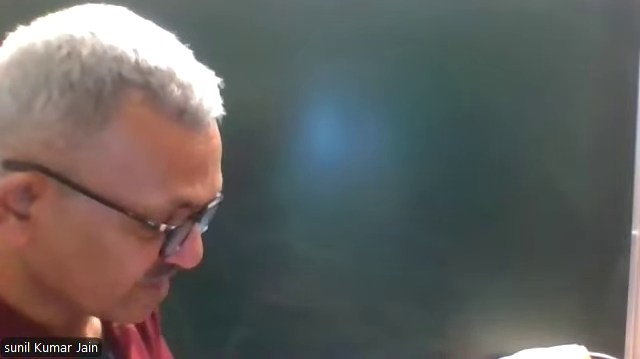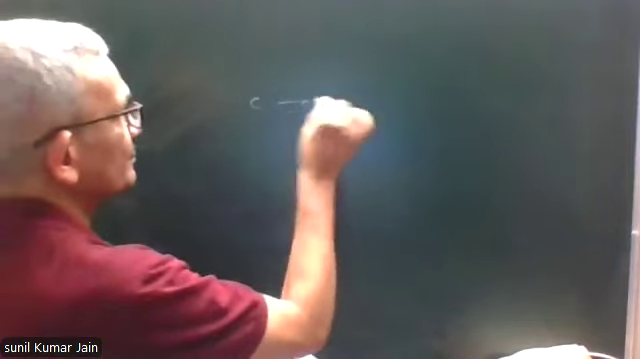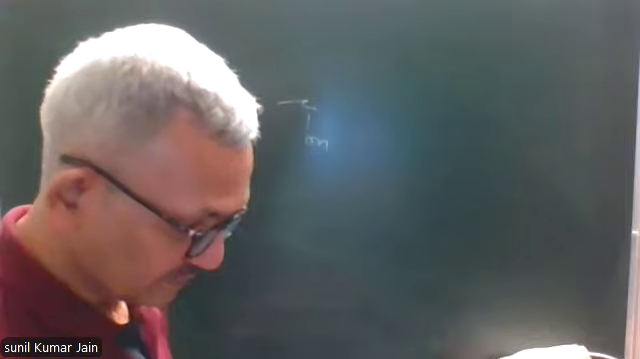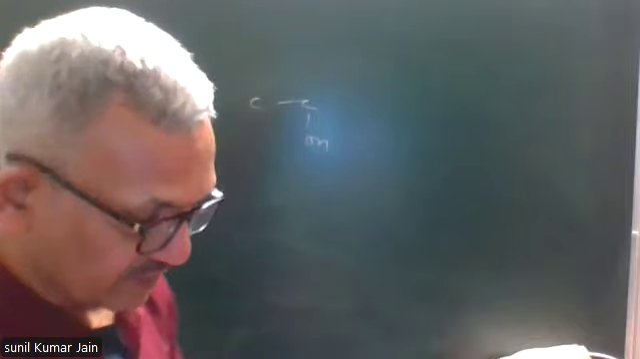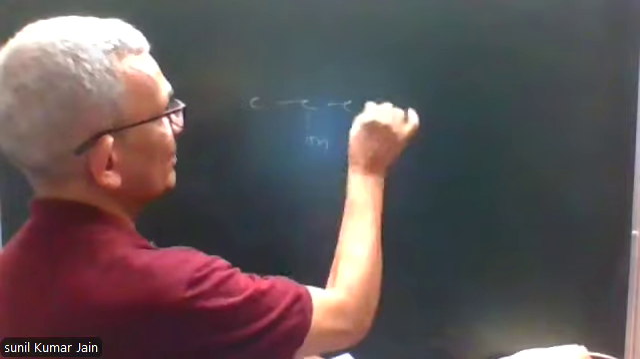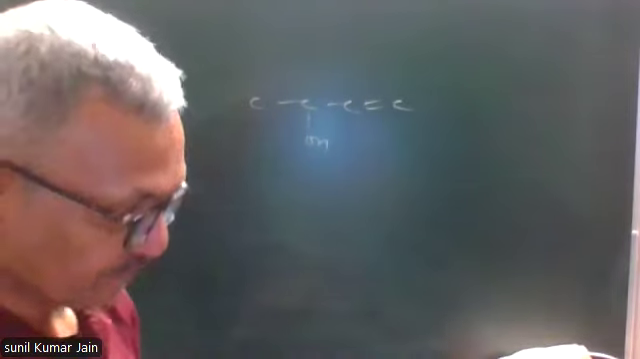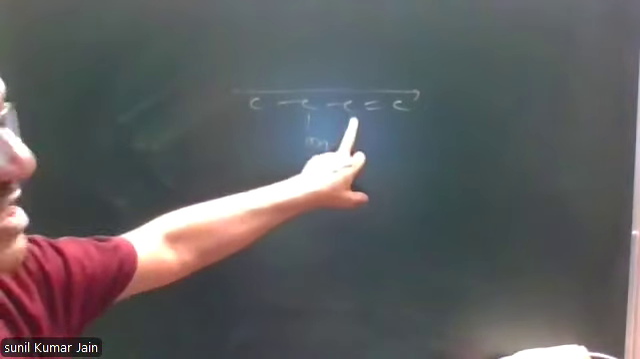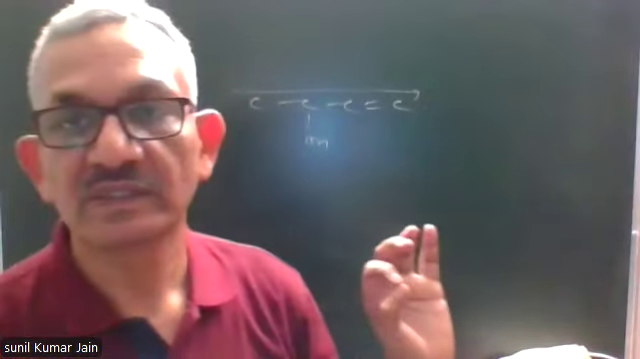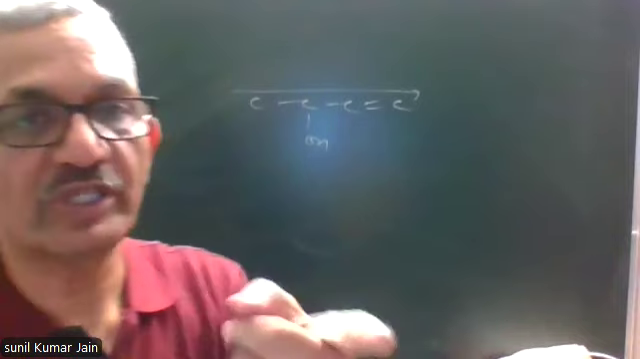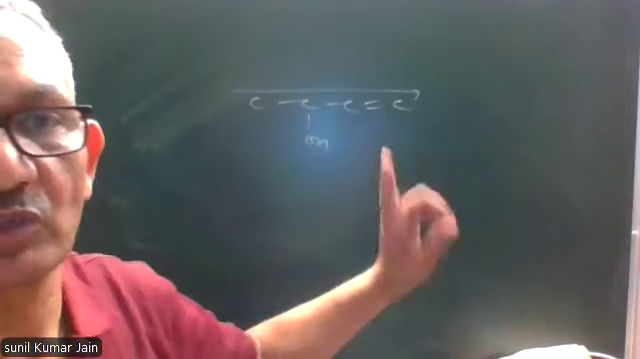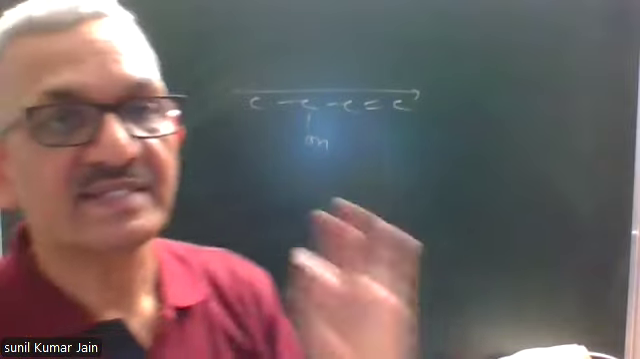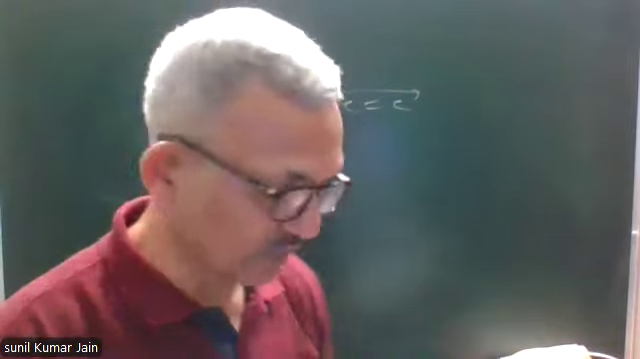Third, CH3CHOH, CH double bond CH2. This is the direction of counting. This is but-3-ene-2-ol. OH is given more preference. This is the direction. But-3-ene-2-ol, and this is a secondary allylic alcohol.